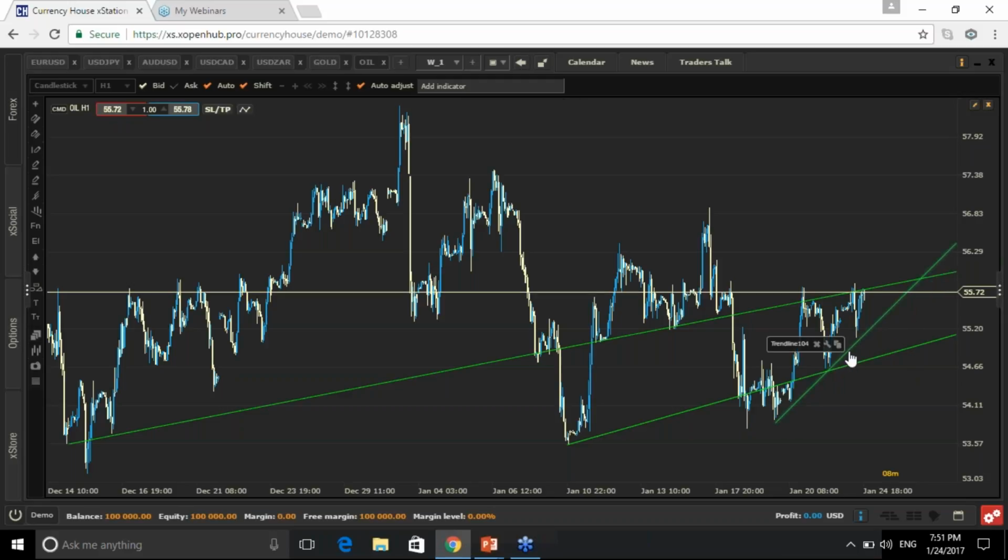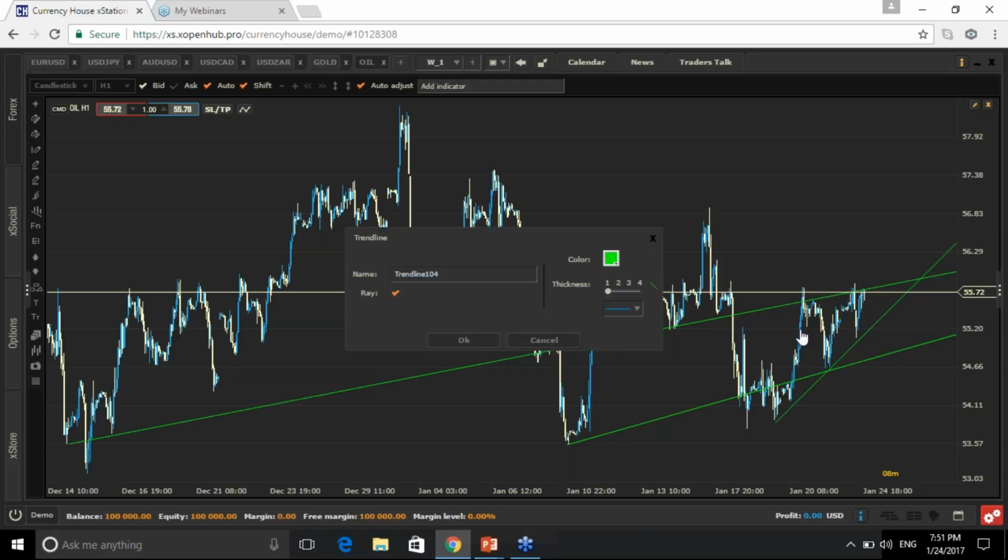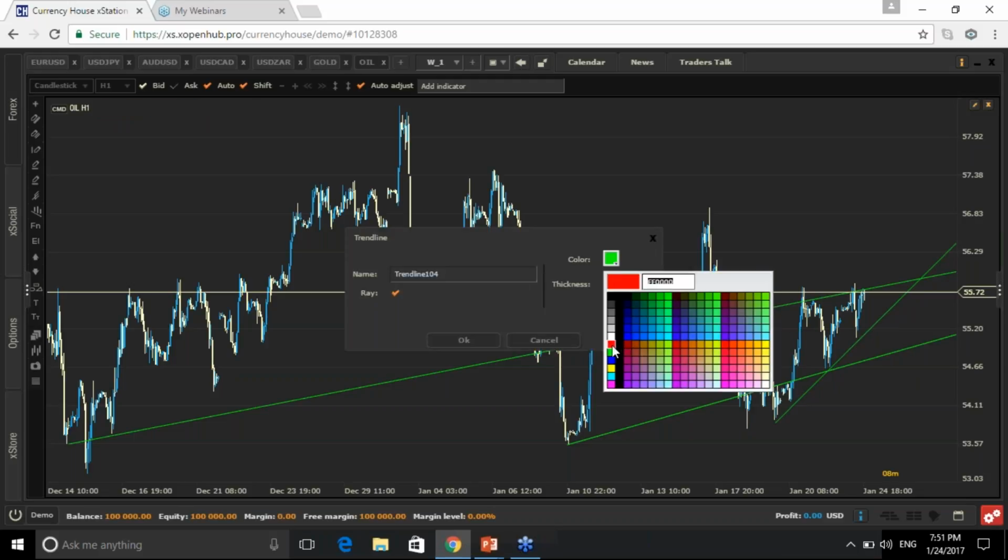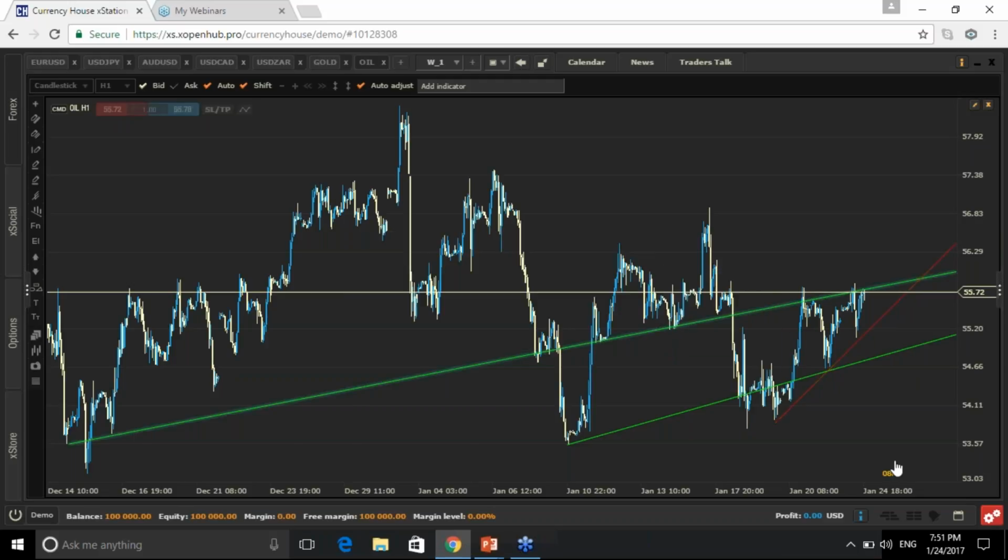This is more aggressive. I would even make it red, because red: aggressive people. Okay, so you can see that there are several levels for the price to bounce back, and those will be good levels for you to buy oil and to get into the uptrend.